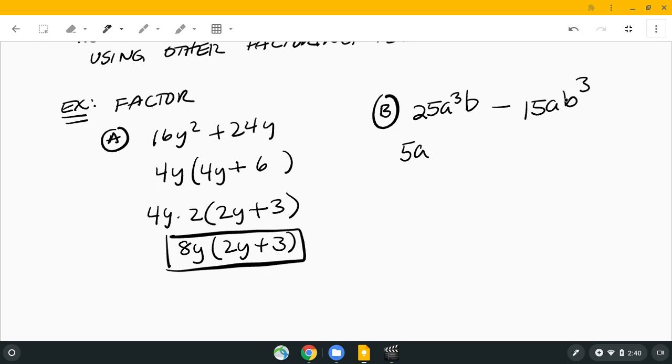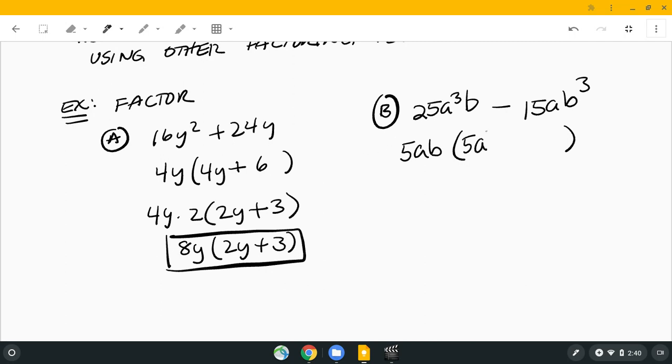And then same thing with the b's. This one has 3, but this one only has 1, so we can only factor out 1. All right, so now let's figure out what goes in here to get this back. So 5 times what is 25? 5 times 5. Now I have a here, but I need 3.